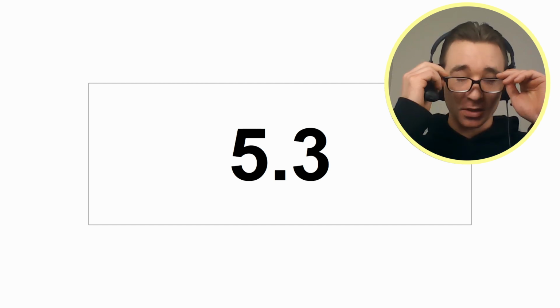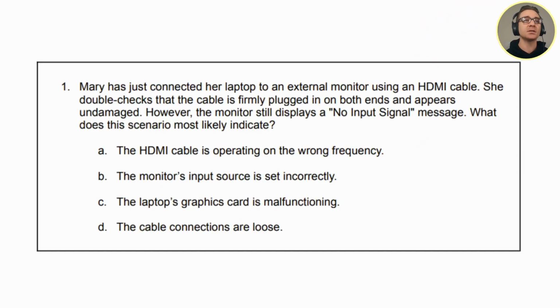Let's get straight to the first question, which reads: Mary has just connected her laptop to an external monitor using an HDMI cable. She double checks that the cable is firmly plugged in on both ends and appears undamaged. However, the monitor still displays a no input signal message. What does this scenario most likely indicate?